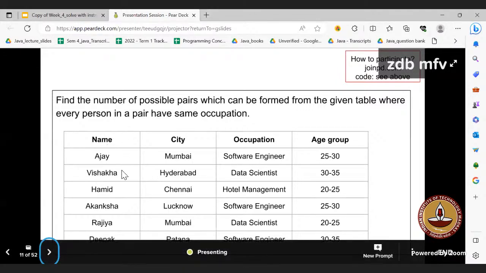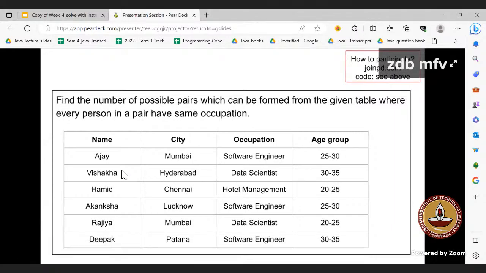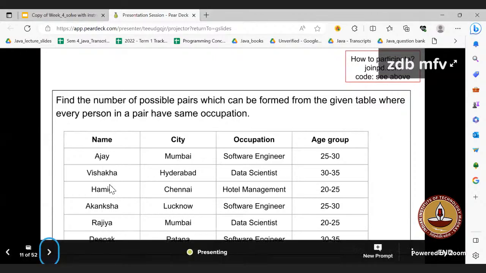If you have 3 employees, then the number of pairs will be 2 only, right? Or 3? Okay, if you have three employees there, how many will be the number of pairs? Ajay and Vishaka can be a pair. Ajay and Hamid will be a pair. Vijay and Vishaka. So you will get 3 pairs. In that way also you can do.